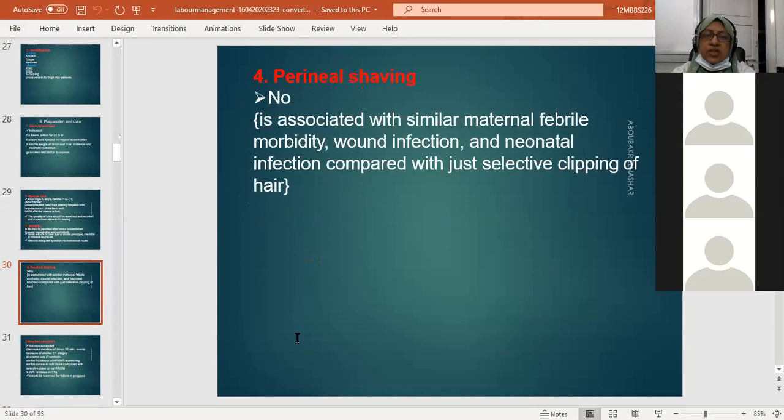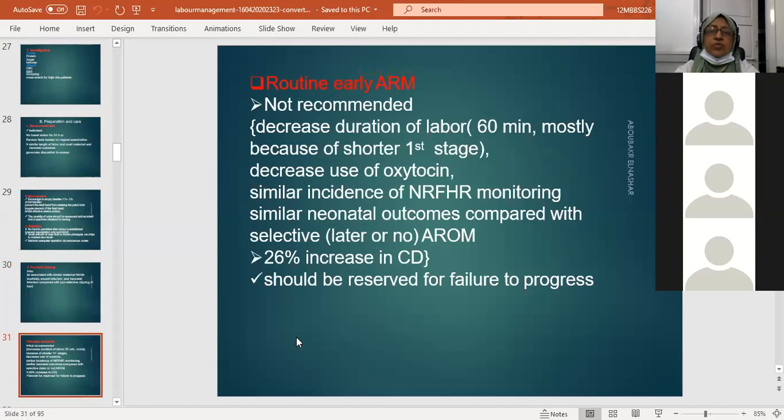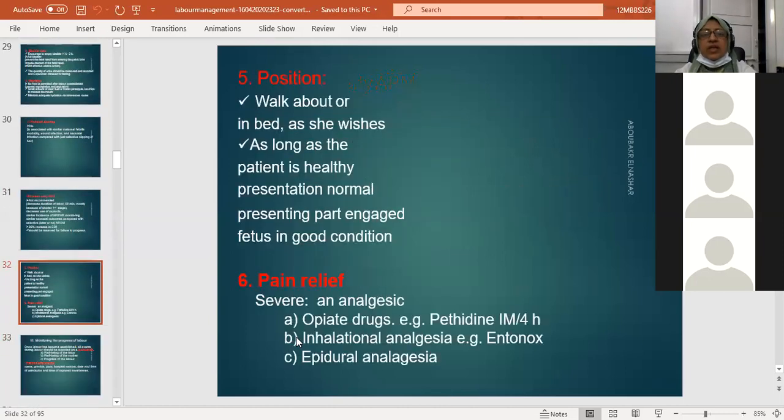What about perineal shaving? It's not necessary, because if you do perineal shaving at the time of delivery, it will increase the rate of infection. Should we do routine artificial rupture of the membranes? Not before the normal time of rupture, which is the second stage of labor. But if you think there is an unnecessary delay of the labor, then you can rupture the membranes in sterile conditions. Aseptic precautions should be taken, because it will decrease the time to delivery.